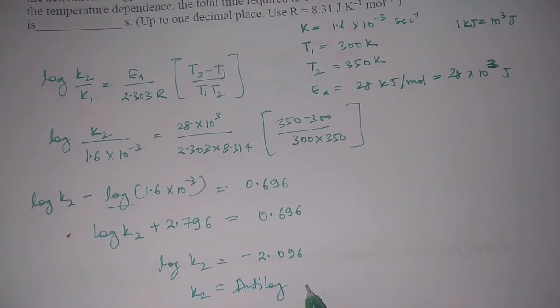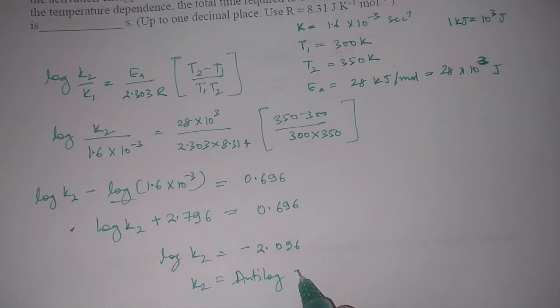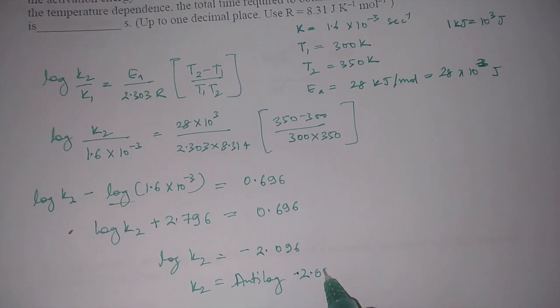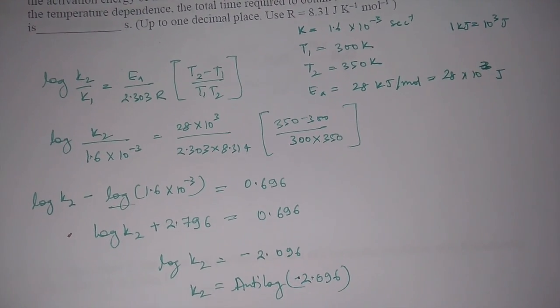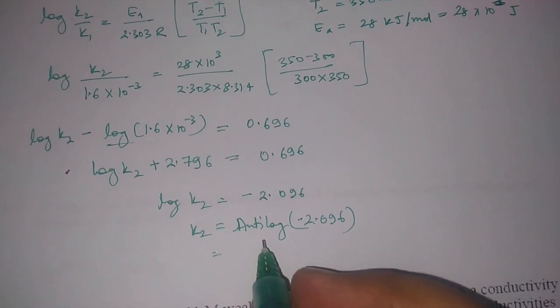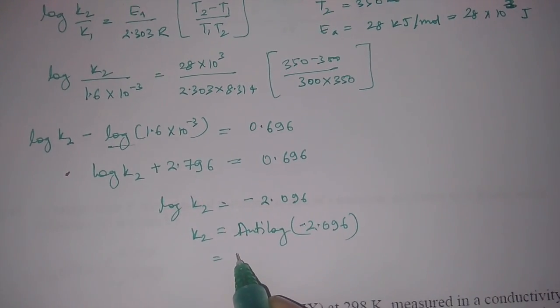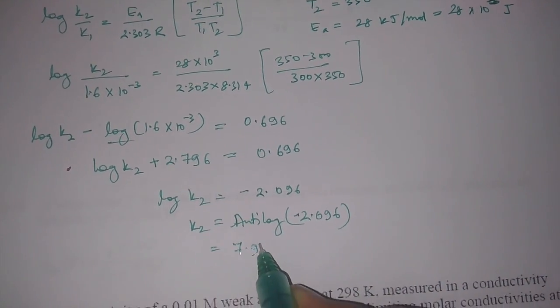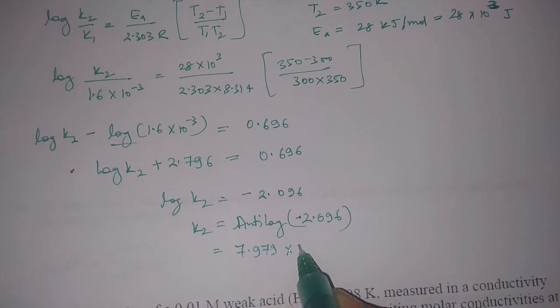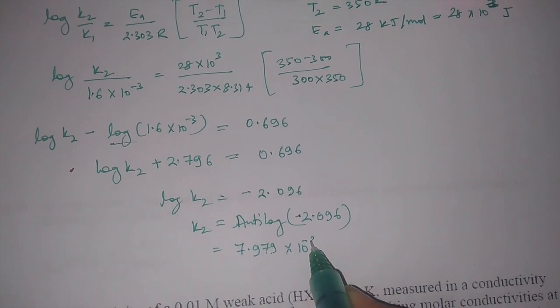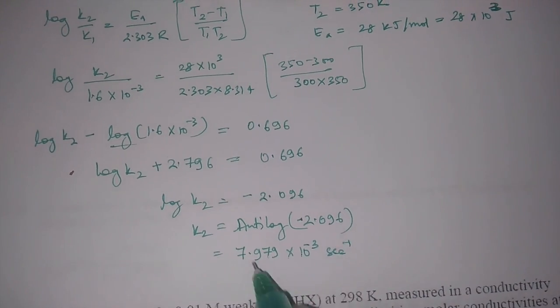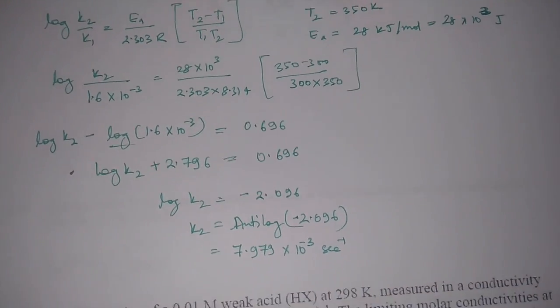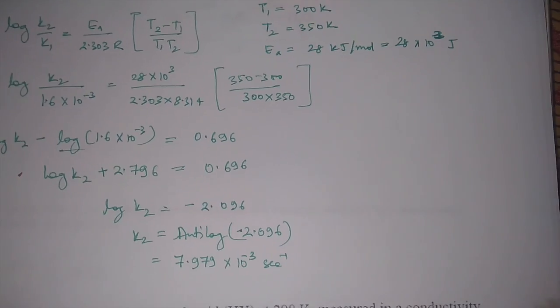So your K2 will be the antilog of this. Again you have to use the calculator. The antilog of minus 2.096 will give you a value of 7.979 into 10 to the power minus 3 per second. So this is what you are going to get for K2. This is how you calculated K2.